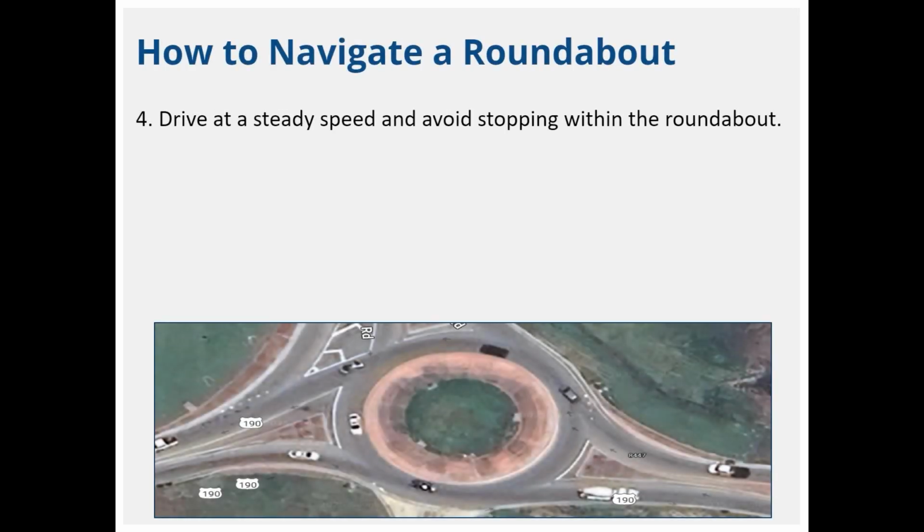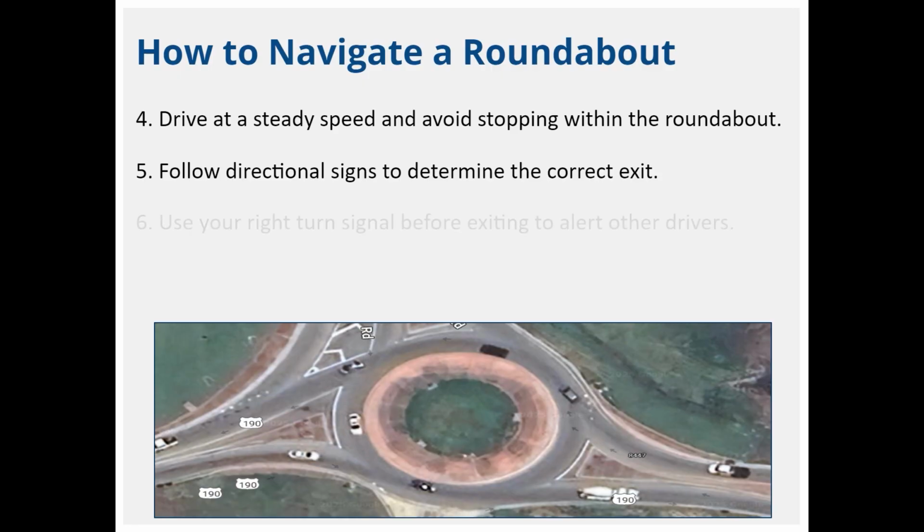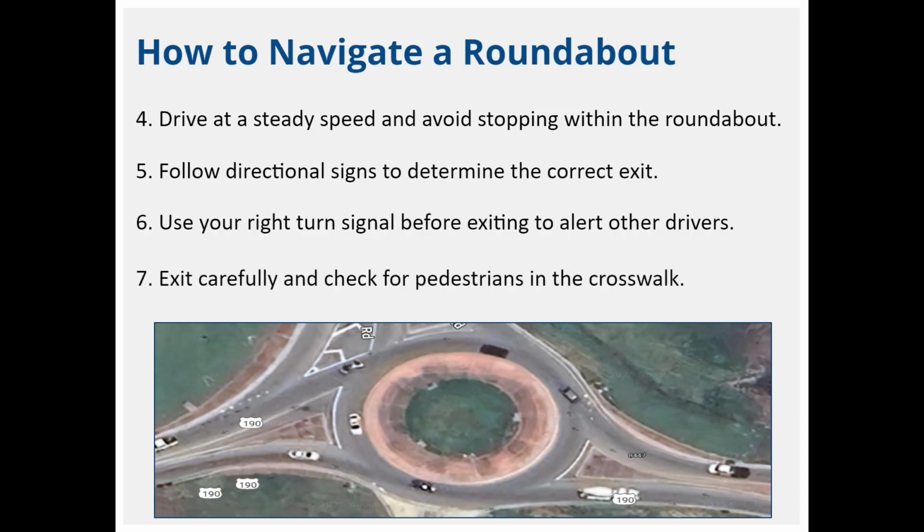4. Drive at a steady speed and avoid stopping within the roundabout. 5. Follow directional signs to determine the correct exit. 6. Use your right turn signal before exiting to alert other drivers. 7. Exit carefully and check for pedestrians in the crosswalk.